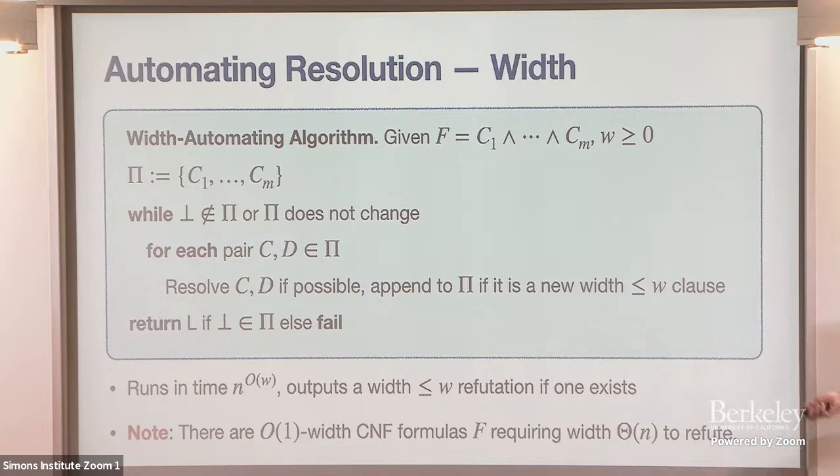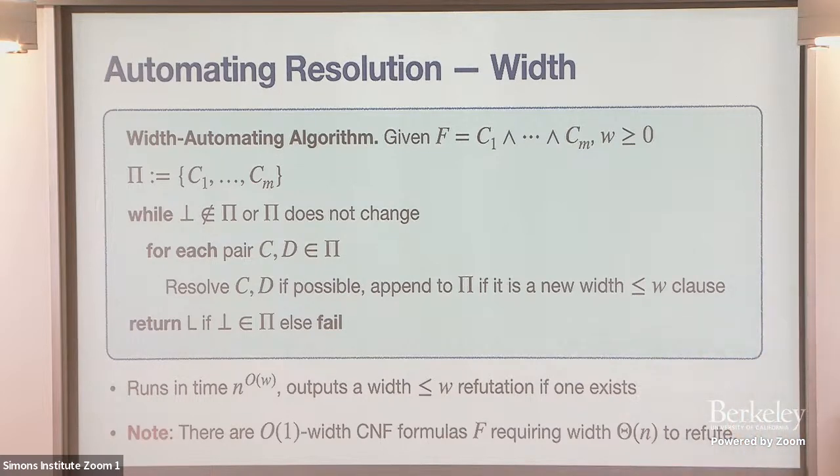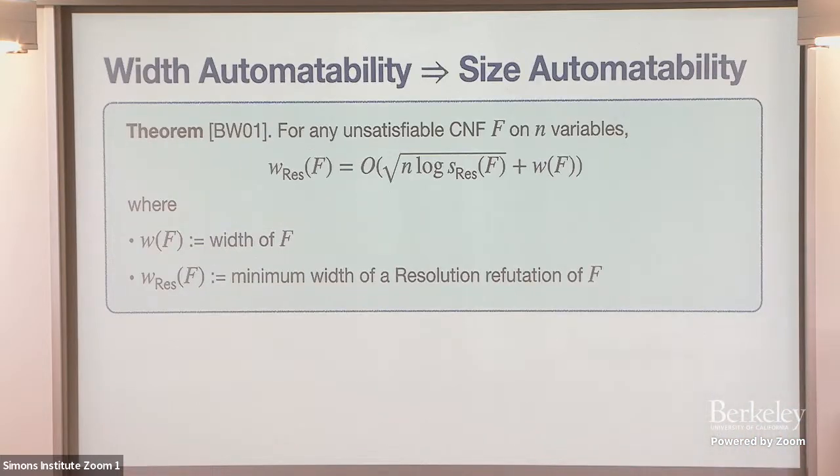So what this says is that if I wanted to run this algorithm for w equals 0, 1, all the way up, maybe you have to go all the way up to n, right? However, it turns out that you don't actually always have to go all the way up to n. You can actually do slightly better than that. And that follows from this beautiful size-width relationship due to Ben-Sasson and Wigderson, which I've stated here.